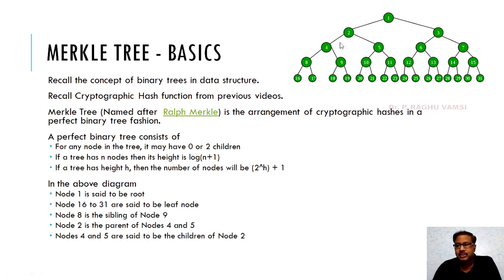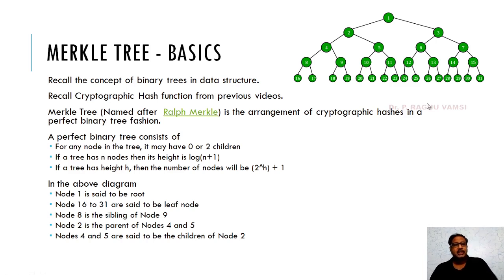Node 2 is the parent of node 4 and 5. Like that, node 12 is the parent of 24 and 25. Node 3 is the parent of node 6 and node 7. The same way, nodes 4 and 5 are said to be the children of node 2. In the same way, nodes 30 and 31 are the children of node 15. So this is how the perfect binary tree is maintained, and these are some terminologies used in the perfect binary tree.